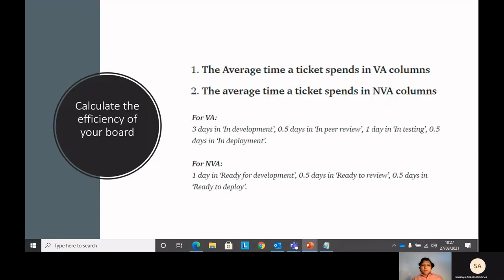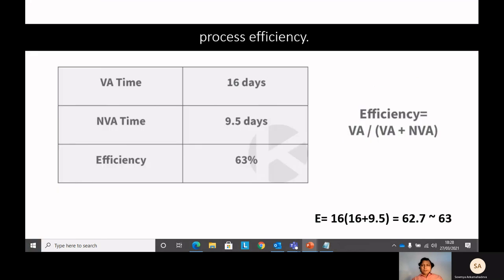Okay, the third one is efficiency of your board. It is the average time a ticket spends in a value add column, and the average time a ticket spends in a non-value add column. So for example, 3 days in development, 0.5 day in waiting. We'll see how we can calculate the efficiency of the board. Now this is a little bit tricky, and let's see how these people have calculated this.